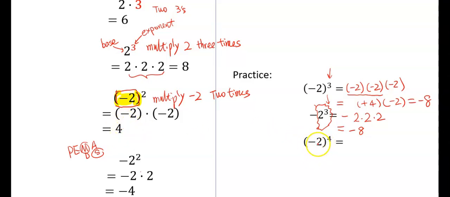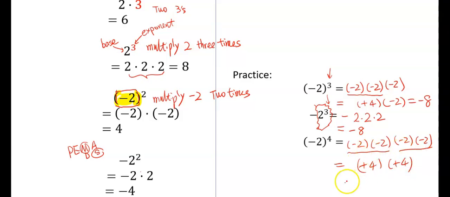Okay, so for example, negative 2 to the 4th, because 4 is an even number, we have to take 4 copies of negative 2 and multiply them. And notice 2 negatives make a positive, and 2 negatives make a positive. And now positive times positive still gives us positive. So if you remember the tip, when the exponent is even and the base is negative, we still get a positive answer because 2 negatives make a positive, and positive times positive always gives us positive. So make sure you remember the differences.